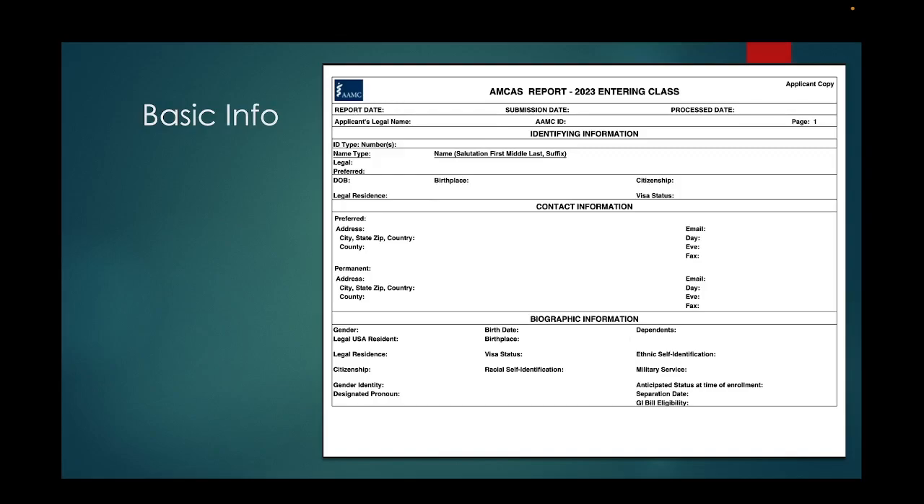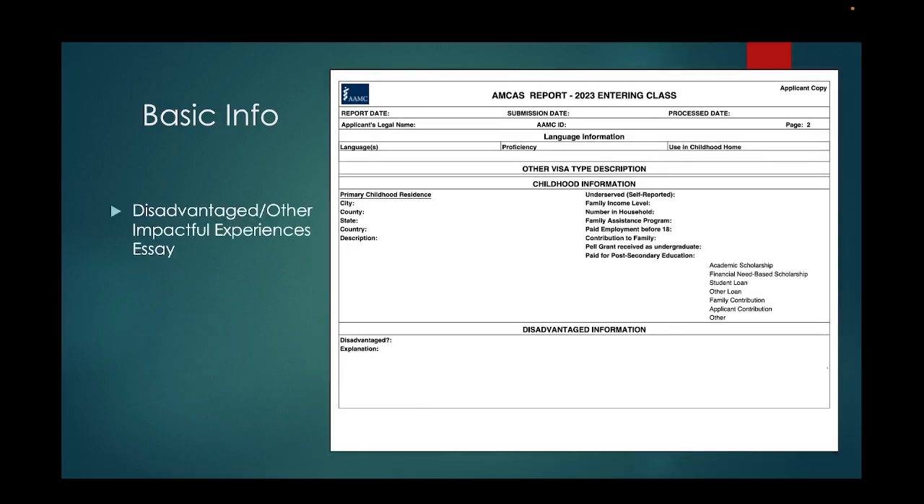So the first page is basically your identifying information, your contact information, and your biographical information. The second page consists of your childhood information, so things like where did you live for the majority of your upbringing. It will phrase this as where did you spend the majority of the first 18 years of your life. Was it an underserved area? This is where that will be listed.